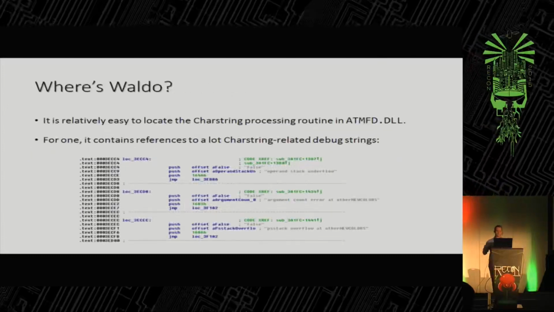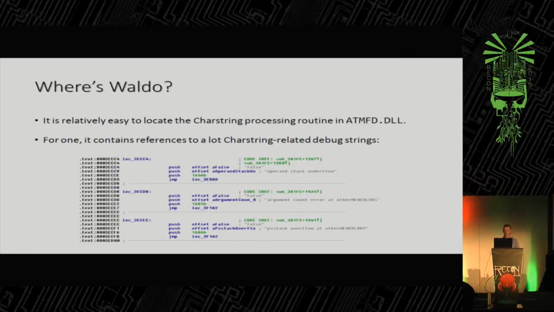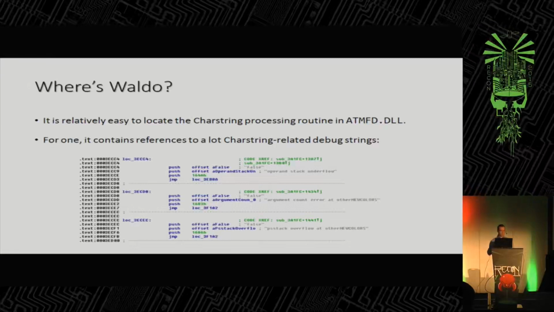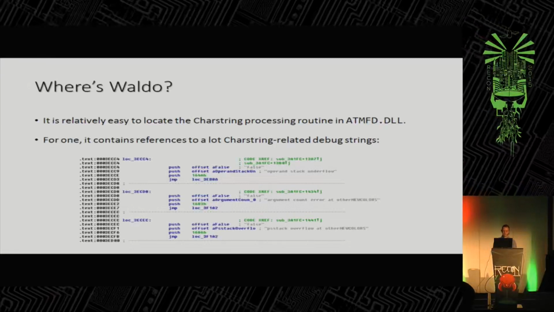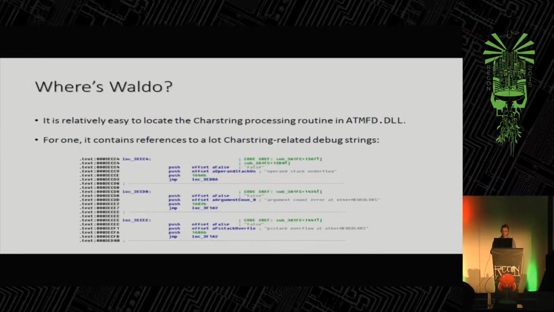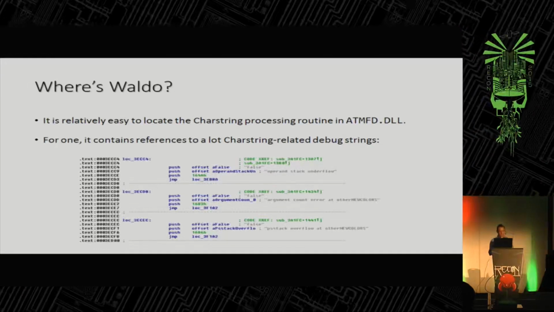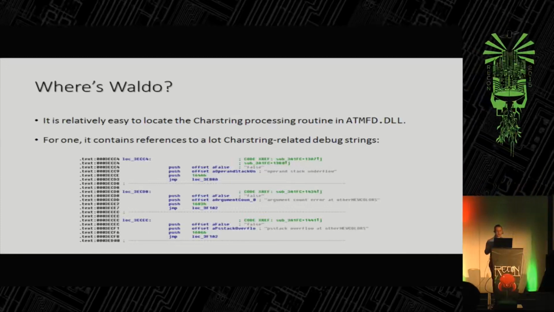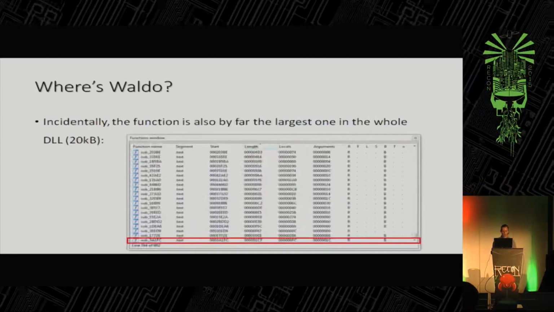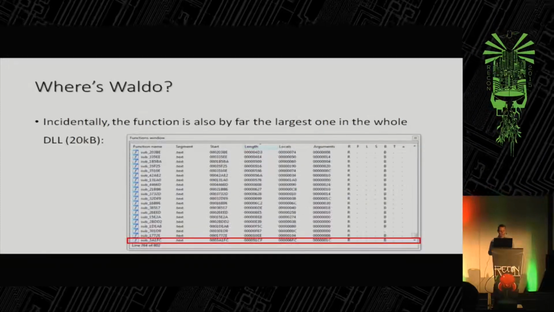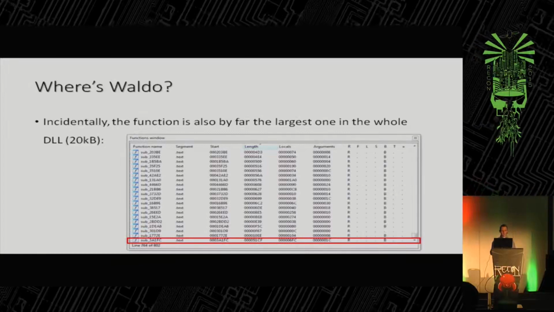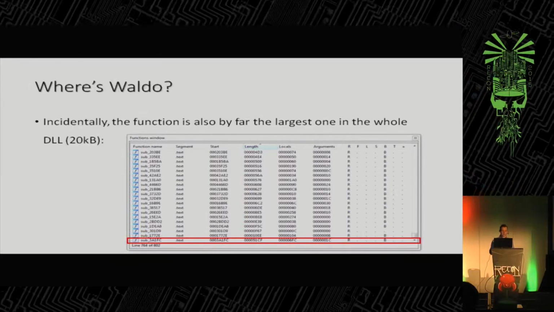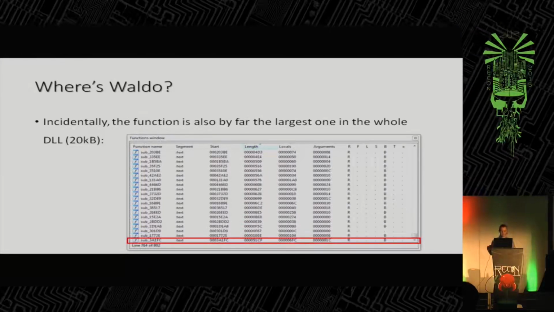So if we wanted to find the single function, the interpreter that does all of the charstring processing, it's really not a very difficult task because, first of all, it has a lot of cross-references to debug messages which are directly related to charstrings, as you can see here, for example. Such as messages saying "operand stack underflow" or "argument count error at" and the name of the operator from the charstring. And second of all, if you look at the list of functions, the function is actually the largest one in the file. It has over 20 kilobytes, and it's like 5 times larger than the second largest function in the file. So it's really enormous.